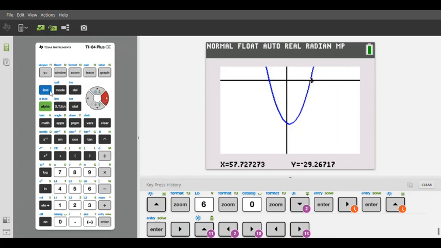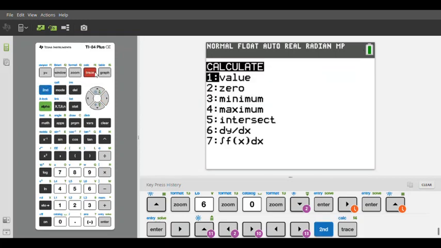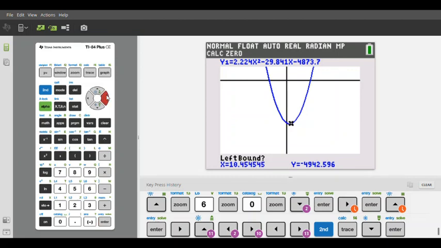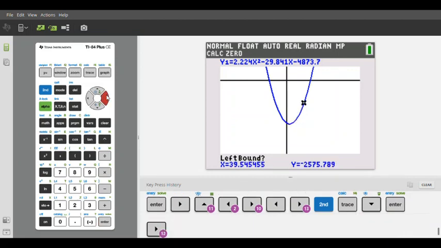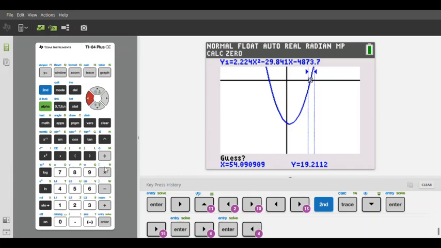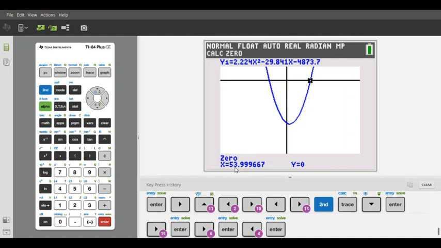So let's find where it crosses the x-axis. We'll go second calc, zero, and we'll go left of it. So we're still left of it here. I'll hit enter. We'll go right of it. I'll hit enter. And then we will actually kind of guess about where it's at. Say right there, hit enter. And what we see is that x equals approximately 54, y equals 0. So our answer here is going to be x equals 54. Okay, so keep that in your mind.